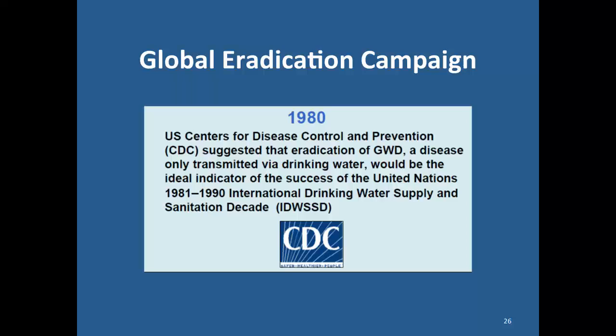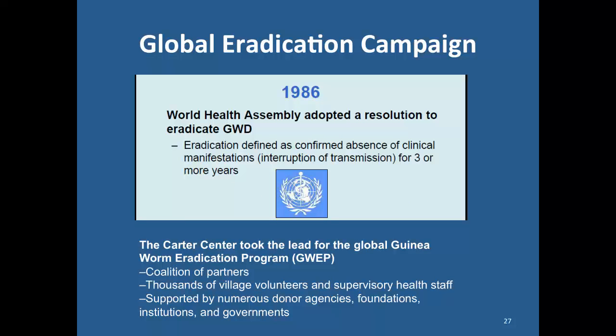In 1980, the CDC, U.S. Centers for Disease Control, suggested that eradication of the disease, because it's only transmitted through drinking water, would be an ideal indicator of the success of the programs for water as well. So you can use other monitoring systems to determine how one program works for another. In 1986, the WHO, World Health Assembly, adopted the resolution to eradicate the disease, and they formulated with the Carter Center the Guinea worm eradication program.